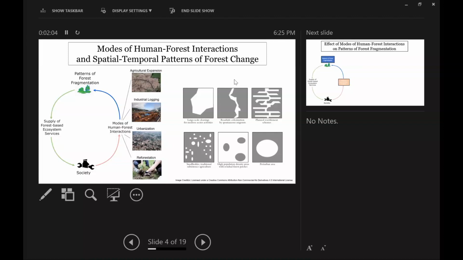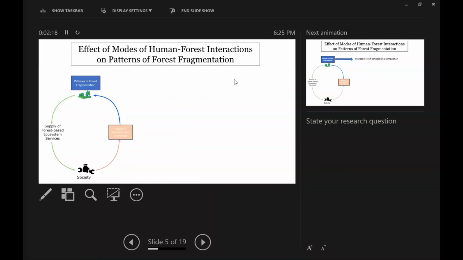The graphic to your right depicts patterns of deforestation as uncovered by researchers, of instances of deforestation happening in tropical areas. And this is precisely the hypothesis that I would like to explore through my research work, which is the extent to which modes of human-forest interactions can give rise to specific spatial and temporal patterns of forest fragmentation.